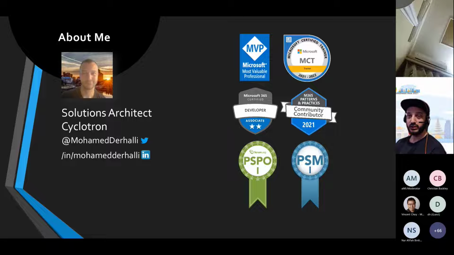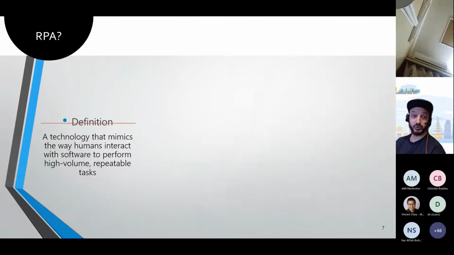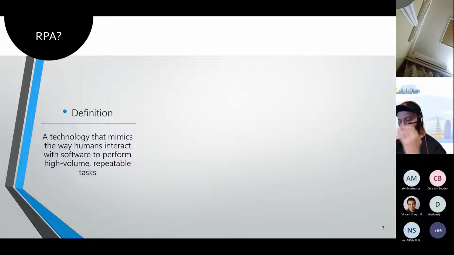All right. So let's talk about robotic process automation, what it is. The definition is that it's a technology that mimics the way humans interact with software to perform high volume, repeatable tasks. Notice the last two phrases: high volume and repeatable tasks. If you have many things that you want to achieve and they're repeatable, that qualifies them to become something you can automate with a process.